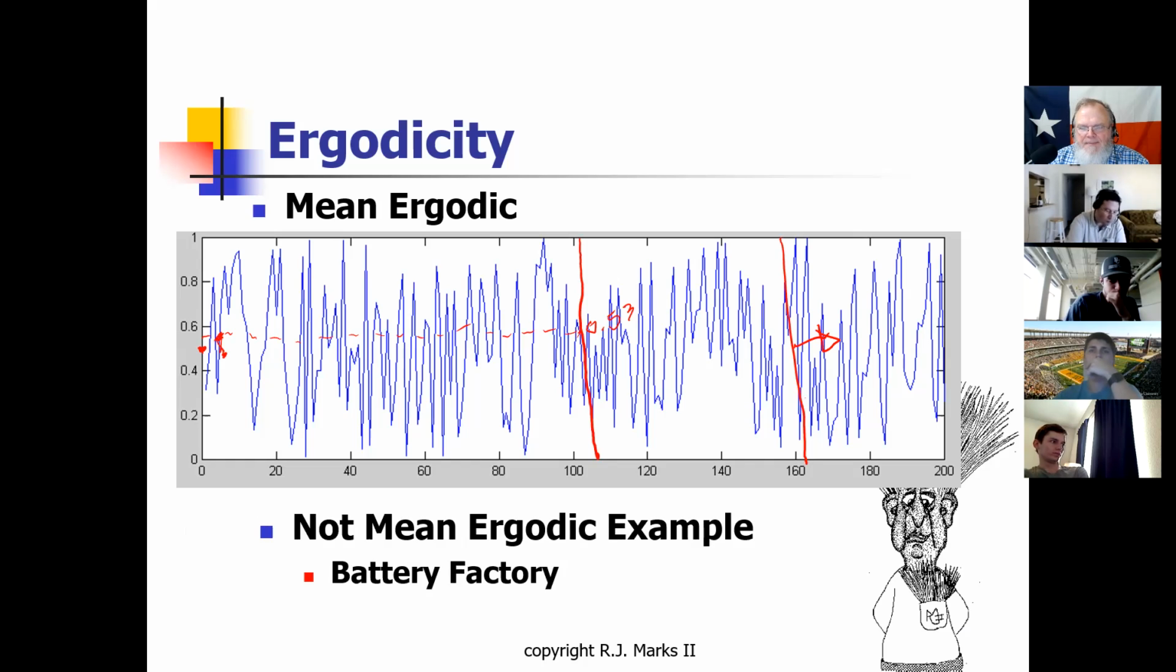And one of these is, interestingly, the battery factory. I'll give you an example of something which is not mean ergodic, but which is stationary. Something you can use an ensemble average on, but you can't grab the result from a single instantiation. So let me unshare and go to the whiteboard.